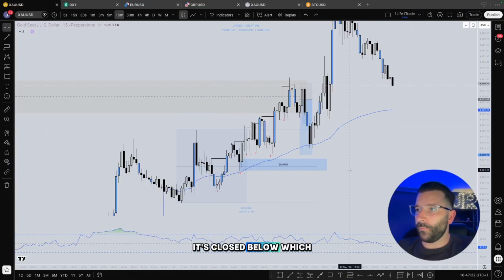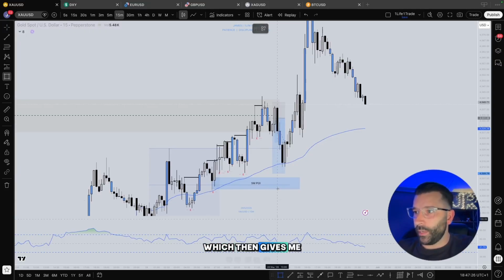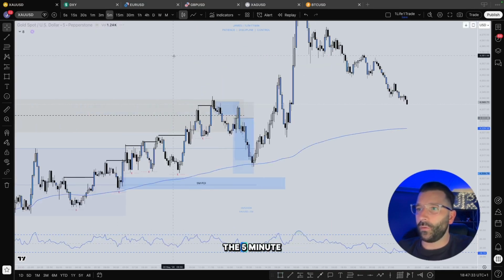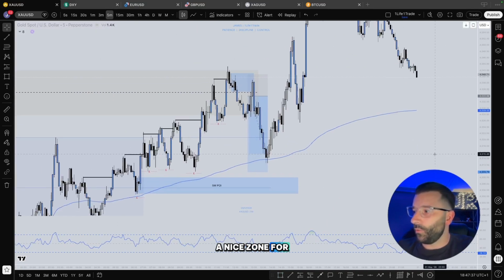It's closed below, which makes it a relevant break of structure, which then gives me a nice zone here for it to tap into, like that. Let's go on down on the 5 minute, and that gives it a nice zone for it to tap into.